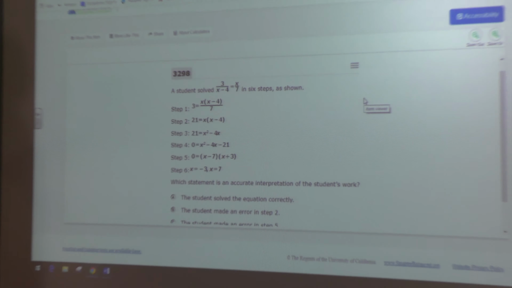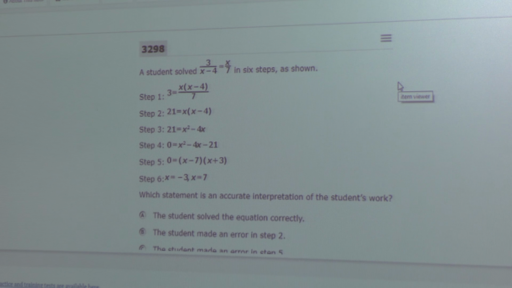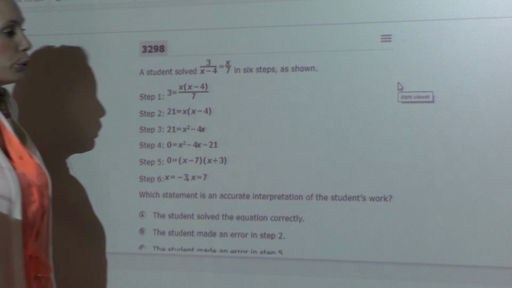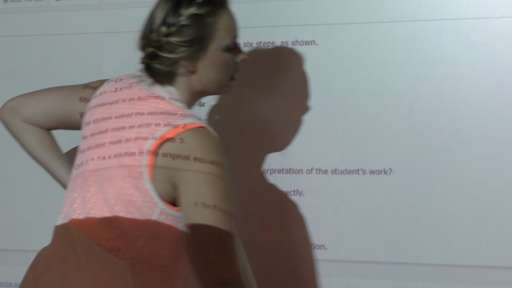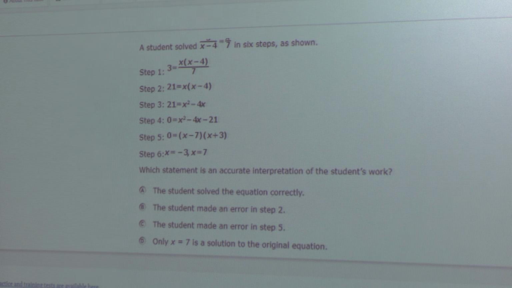So a student solved 3 over x minus 4 equals x over 7 in 6 steps as shown. There are steps. Which statement is an accurate interpretation of the student's work? A, the student solved the equation correctly. B, the student made an error in step 2. C, the student made an error in step 5. Or D, only x equals 7 is a solution to the original equation.